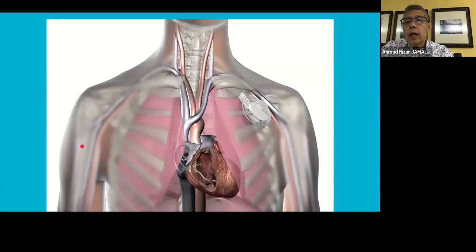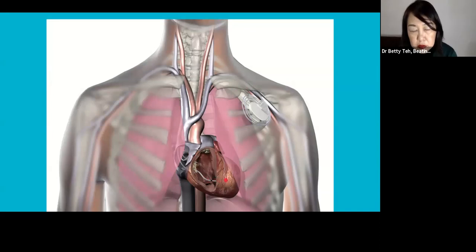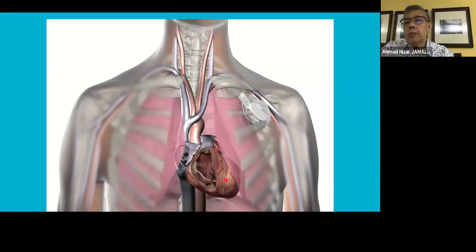So this is a dual chamber permanent pacemaker. The pacemaker is implanted at the shoulder under the skin, but you have two leads that are essentially introduced into the subclavian, the left subclavian vein, through the innominate and the SVC, and it ends up both in the atrium and the ventricle. So you use the permanent pacemaker for those patients who have a permanent cause for AV blocks.